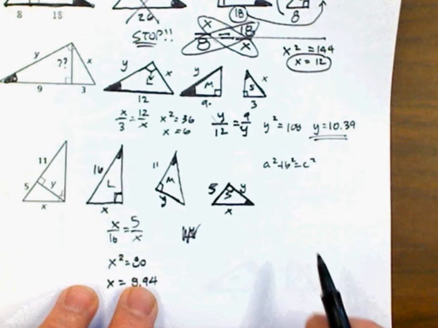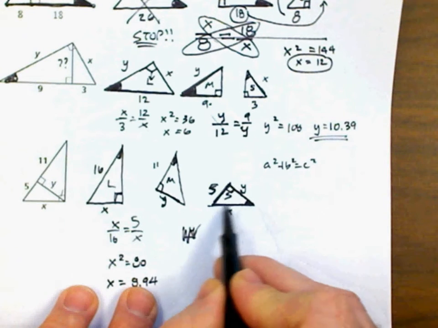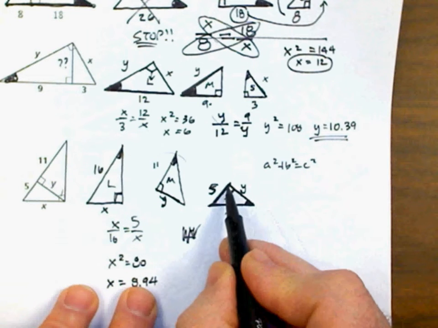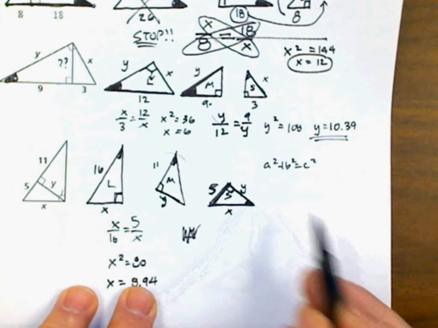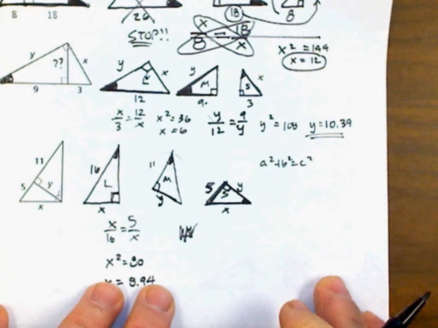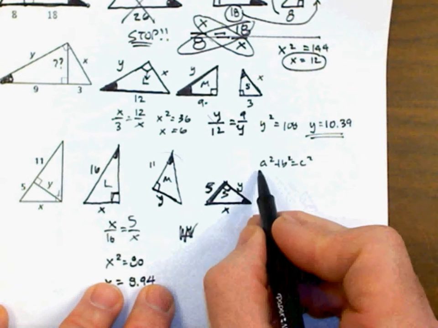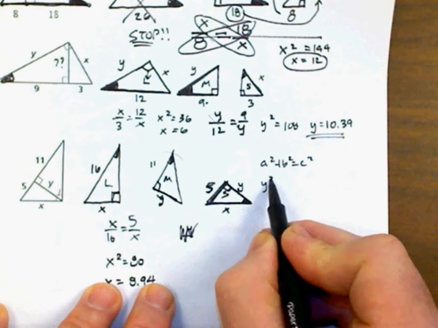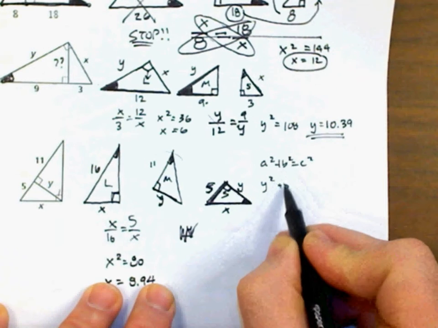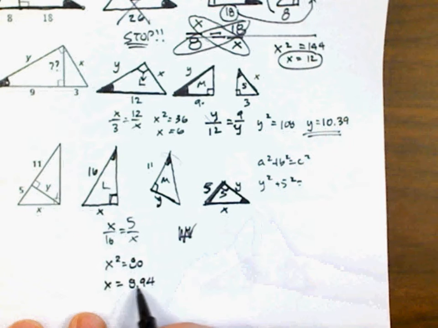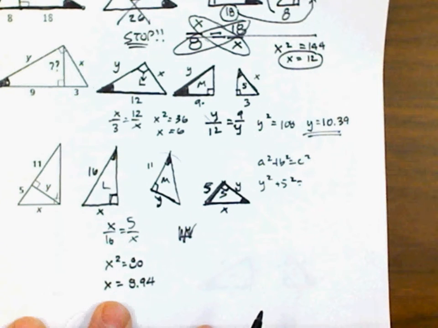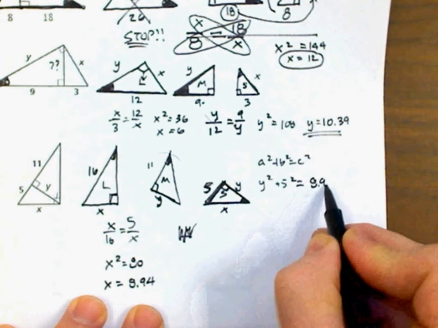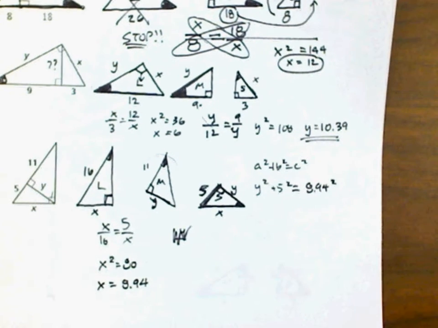But you'll see, once we know that this is x, we really don't need that medium triangle. What we could do is go ahead and use our Pythagorean theorem here. In our Pythagorean theorem, we know that a squared plus b squared equals c squared. If I make a y, and b 5, and then we just got over here our value of x as 8.94. It's going to be approximate. We're going to be off by a little bit because we rounded that.